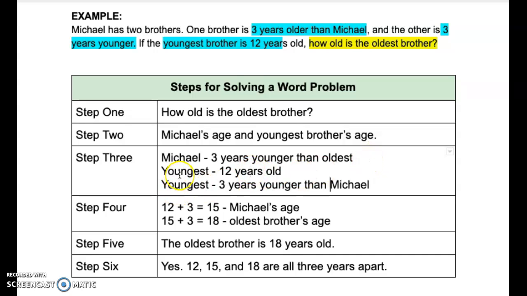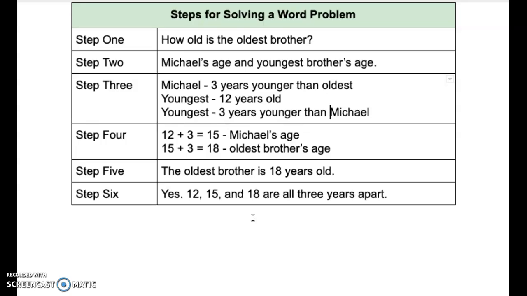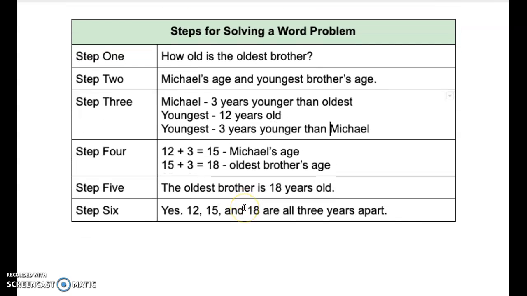The youngest brother, if we look right here, is 12. So we're going to write that down, 12. And the youngest is 3 years younger than Michael. So we have 3 years younger, okay? So we know that Michael is the middle brother, because one is 3 years older and one is 3 years younger, and then it gives us the youngest brother's age. So we have all of our important information, we've located it, and we've written it down. Let's go to the next one, okay?